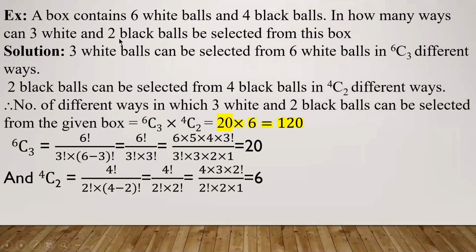हमको टोटल 5 balls select करने हैं, लेकिन किस तरह से select करना है? Out of 5, 3 will be white.